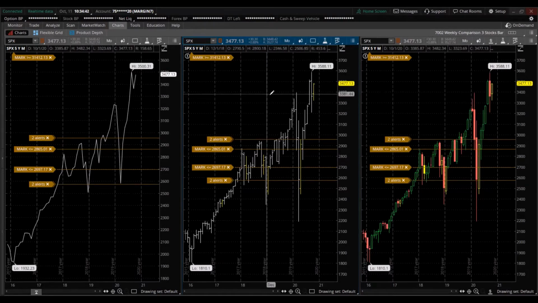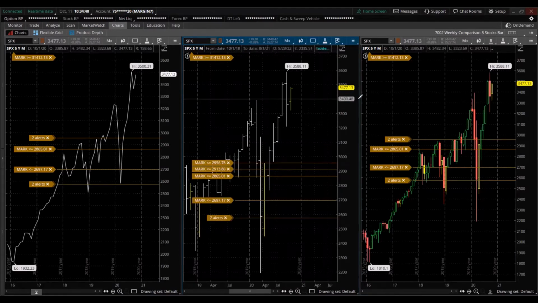The middle is the bar chart. The bar chart shows the high and low and the opening price and the closing price. The opening price is the tick on the left. The closing price is the tick on the right. And the whole vertical represents the trading range for that month.